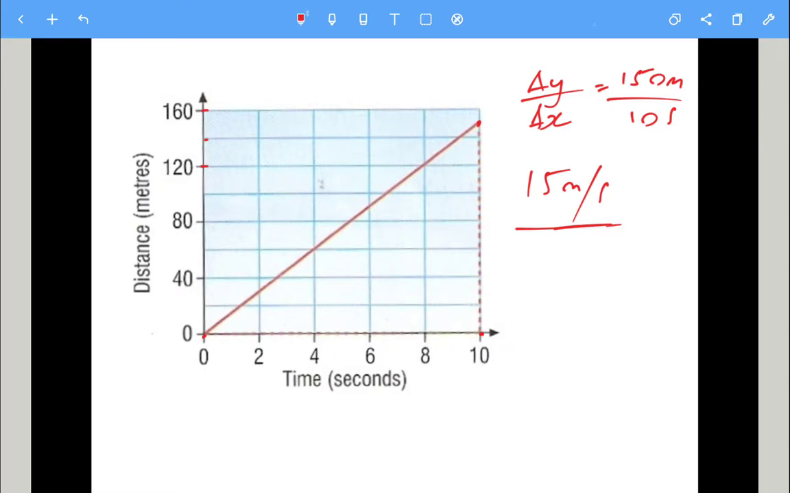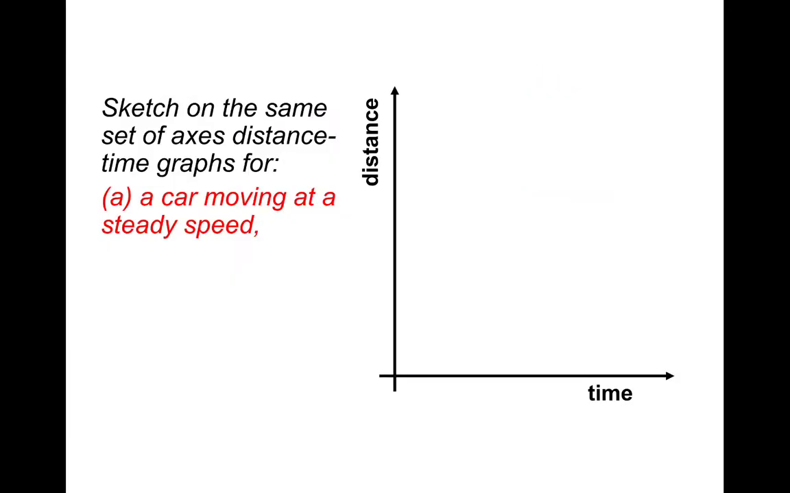All right, let's move on. So what I want you to do now is to sketch this. So do a distance time graph, just a sketch. And we're going to label 3 things on it. So the first thing I want you to do is a car moving at a steady speed. So you might want to pause and then unpause when you're ready to move on. So I'm going to put the answer on now. So it might look something like this.